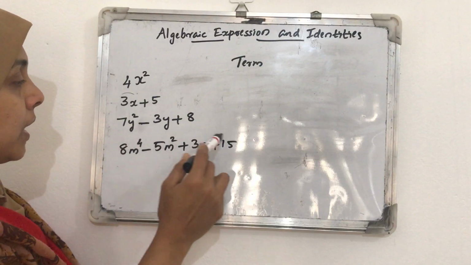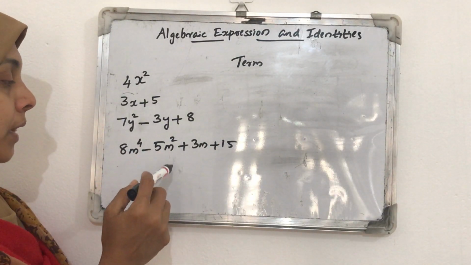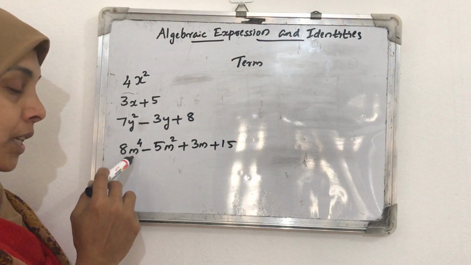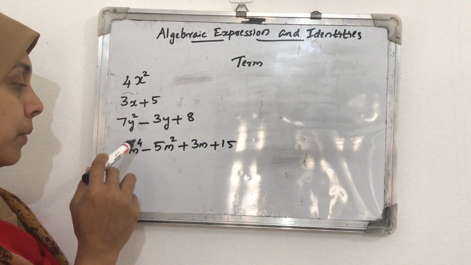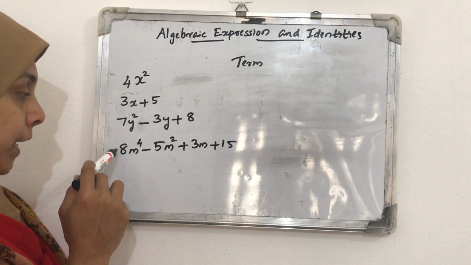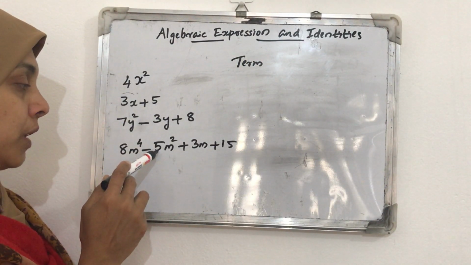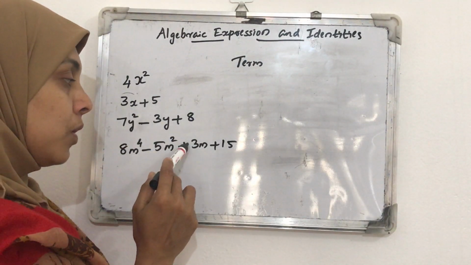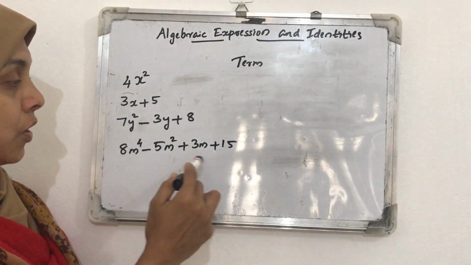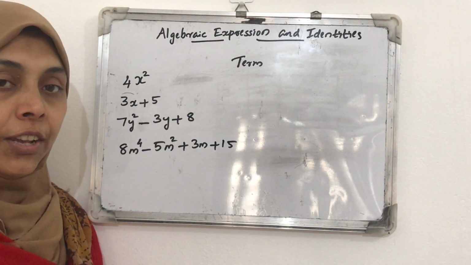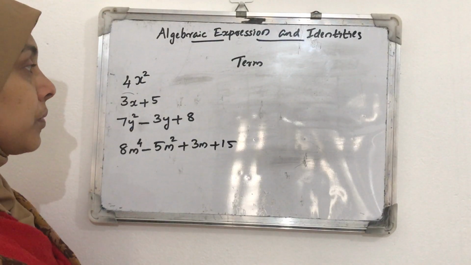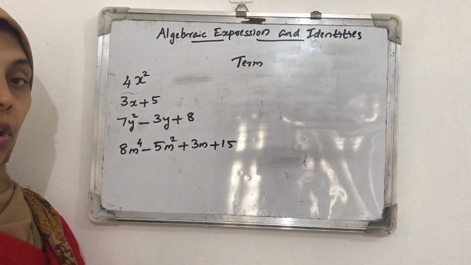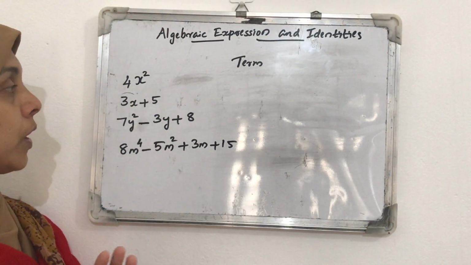Okay. Just like here how many terms? 4 terms are there. 8 is the numerical coefficient of the first term, m raised to 4. 8m raised to 4. The numerical coefficient is 8 and the minus 5 is the numerical coefficient of the second term. 3 is the numerical coefficient of the third term, and which is the constant term here, that is 15. Okay. Now that all of you understood what is term and what is the factors and coefficient. Okay, that also all of you understood.